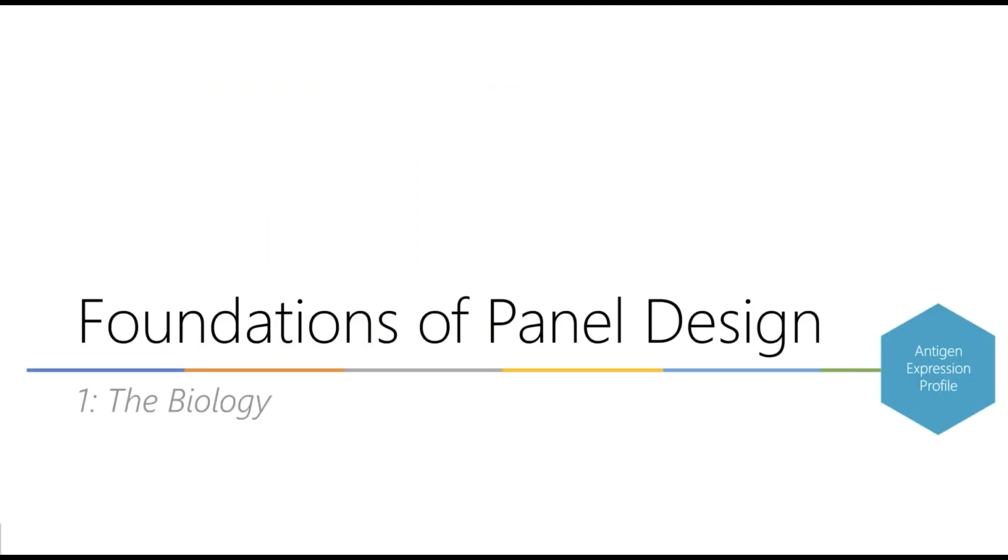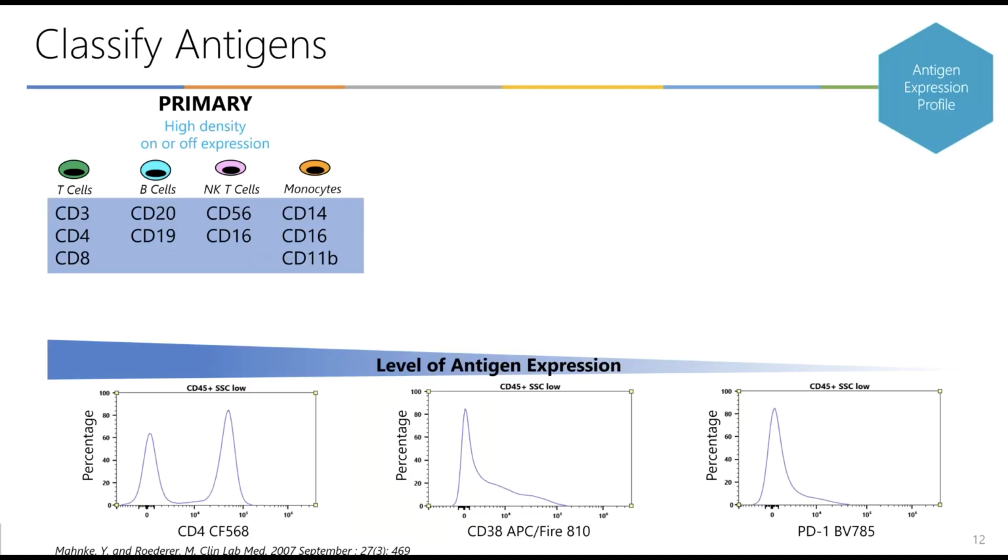For every panel design I wish to make, my starting point is always the biology of the sample. We need to understand the antigen expression profile, and in order for us to do this, we need two main pieces of information. We need to understand the classification of each antigen. This classification system was described by Yolanda Mankey and Mario Roeder in 2007 and involves assigning antigens to three main classes: primary, secondary, and tertiary.